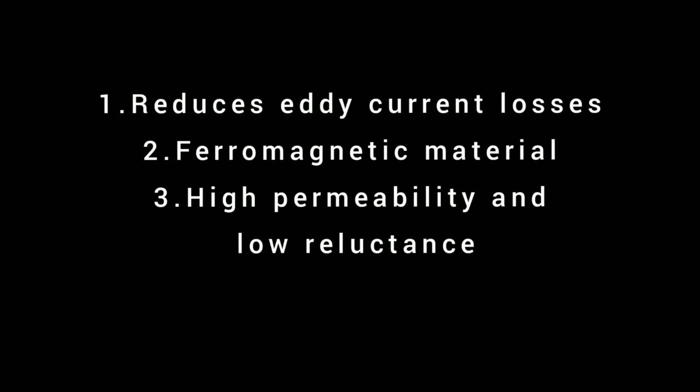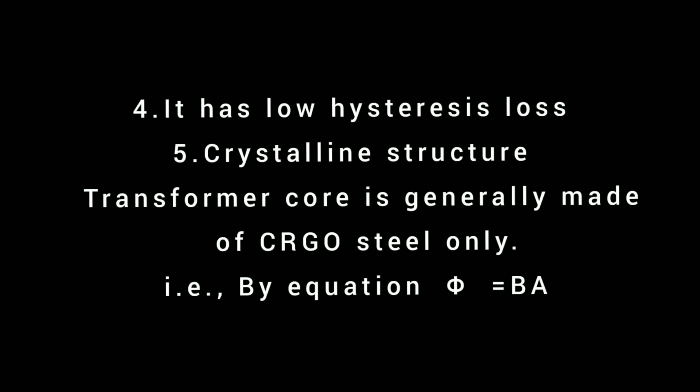The next property of silicon steel is that it is a ferromagnetic material, that is, it has the superior property of magnets. The next, high permeability and low reluctance to the flow of flux, so only low excitation current is required. Then it has very low hysteresis loss, since its hysteresis coefficient is low, that is, for silicon it is 1.6.